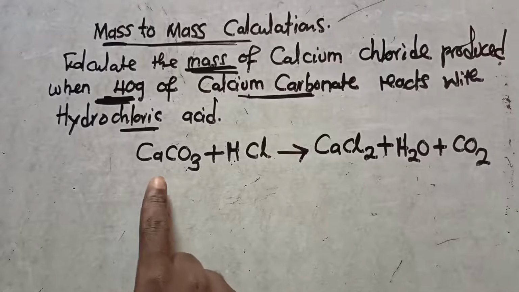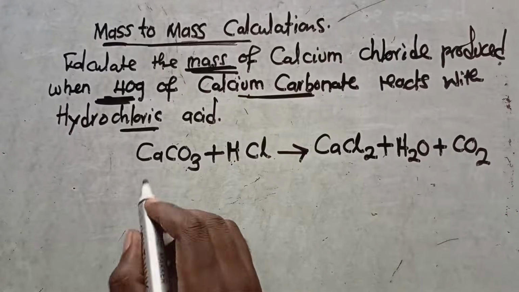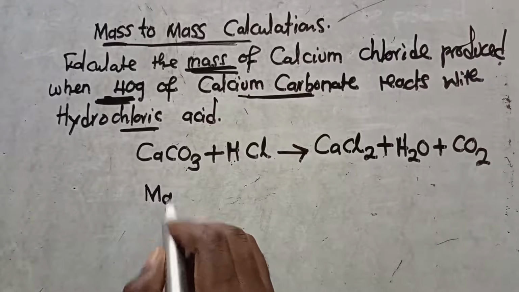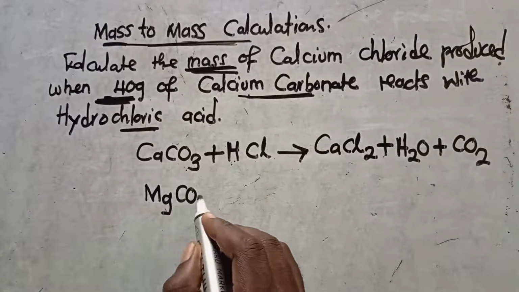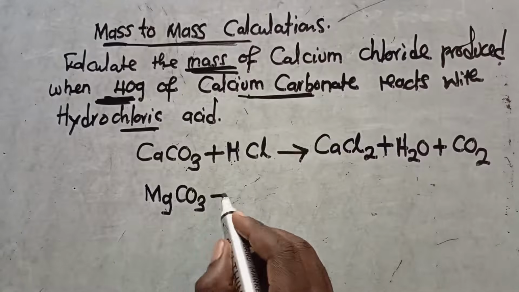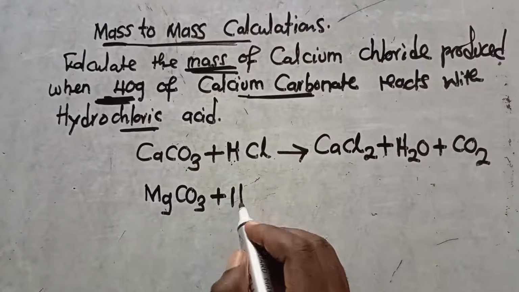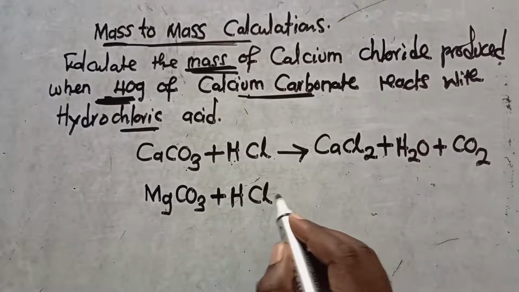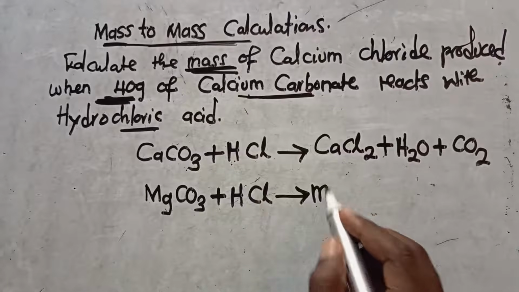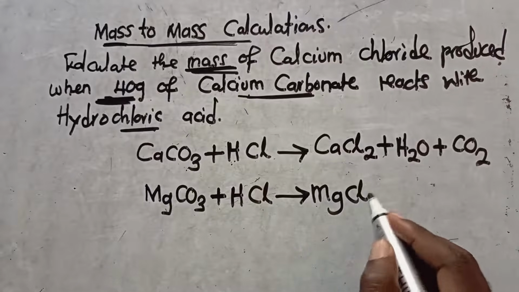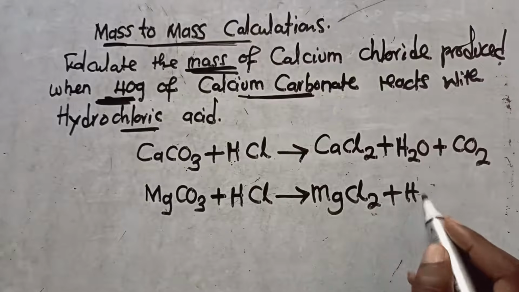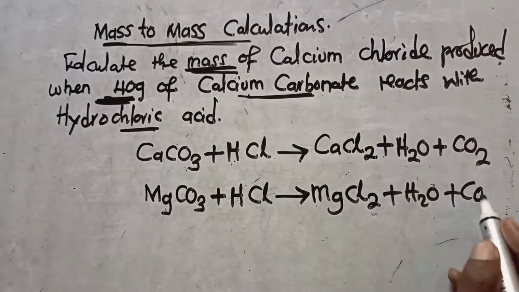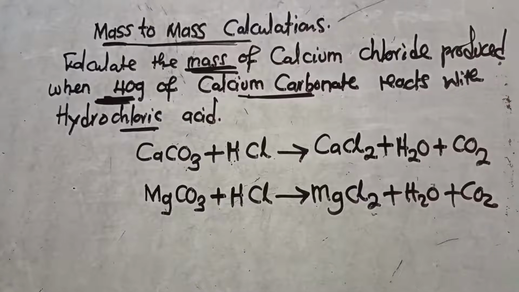So you can have magnesium carbonate, which is going to be like this. When it reacts with hydrochloric acid, what we are going to produce is magnesium chloride plus water plus carbon dioxide. This is what you are going to produce.